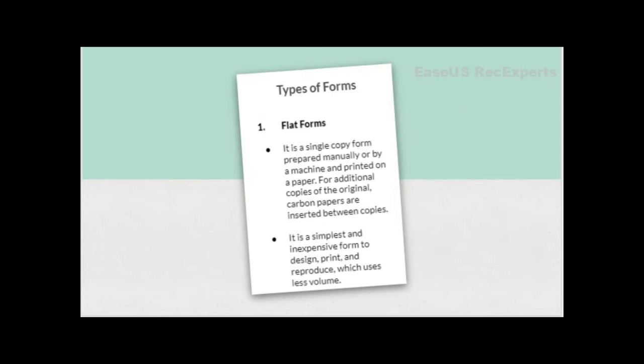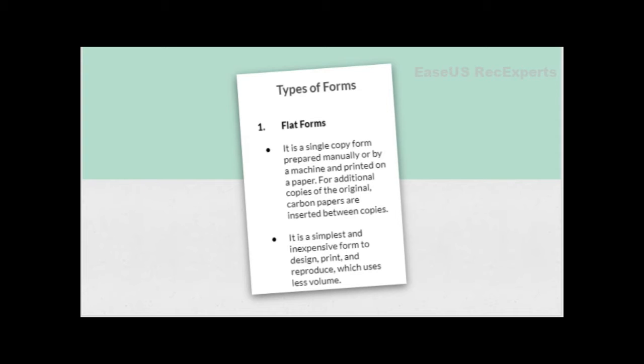Next is types of form. Now we will see, generally, the types of forms. The first is flat forms. It is a single copy form prepared manually or by a machine and printed on paper. For additional copies of the original, carbon papers are inserted between the copies. It is the simplest and most inexpensive form to design, print, and reproduce, which uses less volume.